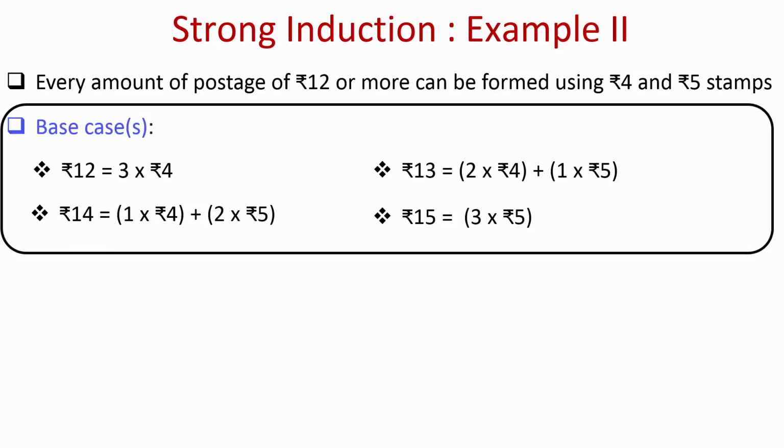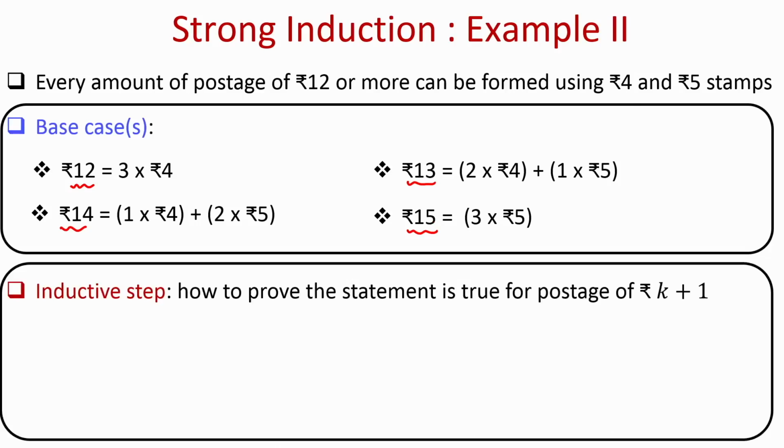Okay. So, here my base cases will be as follows. I have 4 base cases, and you might be wondering why 4 base cases, it will be clear very soon. I am showing here that if you have an amount of rupee 12, then you can express it by taking 3 stamps of 4 rupee. If you have an amount of 13 rupees, then you can represent it by taking 2 stamps of 4 rupee and 1 stamp of 5 rupee, and in the same way you can represent the denomination 14 and the postage amount of 15. So, these are my base cases.